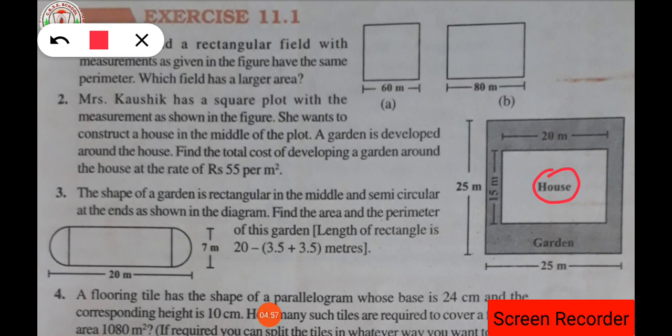Then what is said again in the question? A garden is developed around the field. So here this one is the garden. Clear? Then find the total cost of developing a garden around the house at the rate of rupees 55 per meter square.